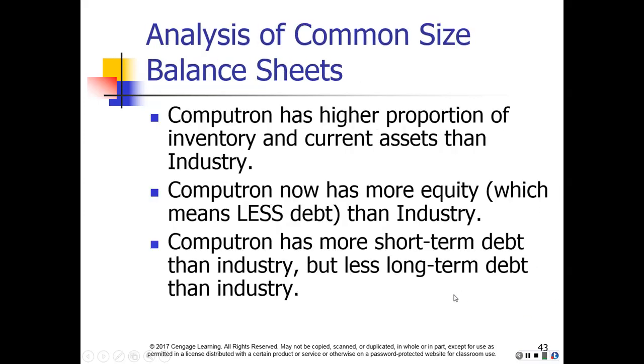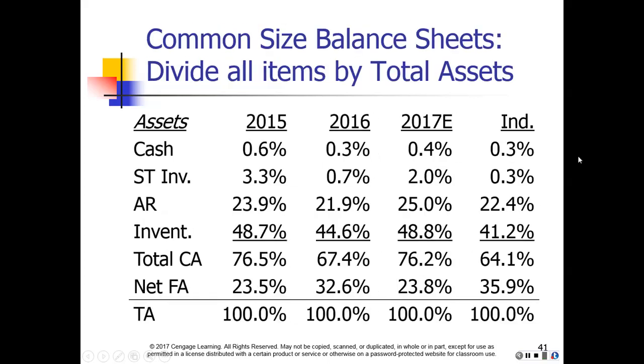And what those common size balance sheets showed us is that Computron has a higher proportion of inventory and current assets than the industry. Go back here, and a higher proportion of inventory than the industry, 41.2%. Current assets are much higher, 76.2% compared to 64.1%.